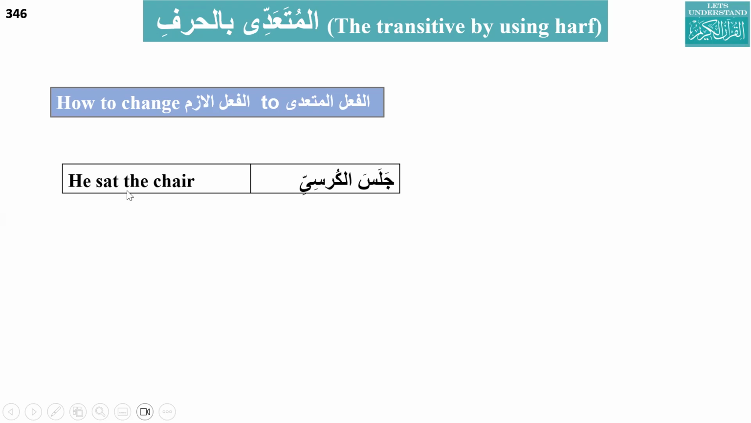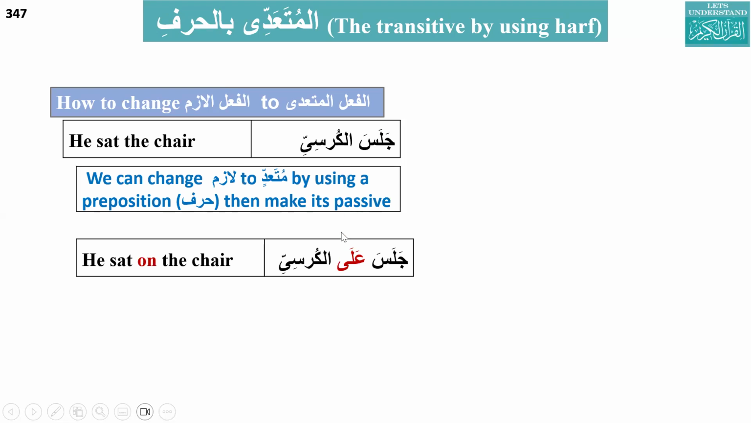So if we just add on here, it means there is something needed here. When I just translated jalasa al kursiyu as he sat the chair, the question was raised that it is a wrong sentence, it does not make any sense. And how to make it sensible? Put on here, and that on is a harf, a preposition. In Arabic we also have to put some preposition here, and that is ala. On is ala, the same concept as he sat on the chair.